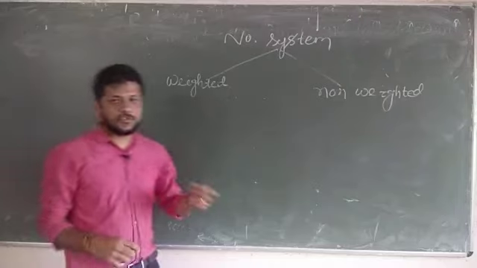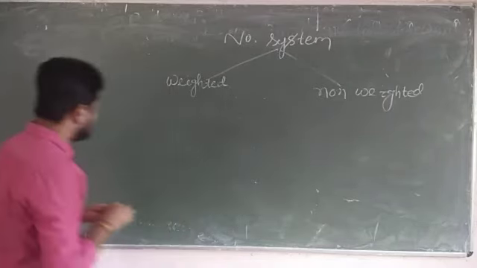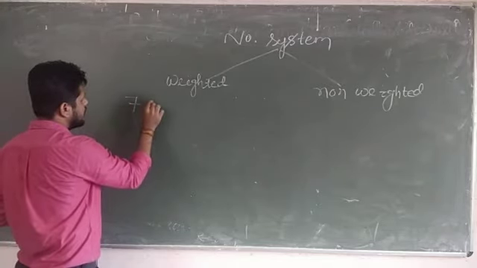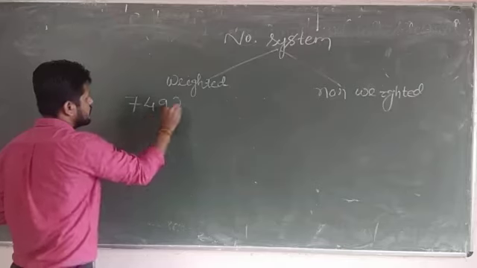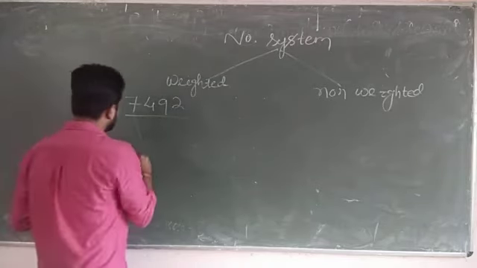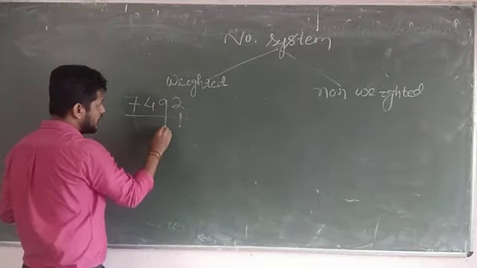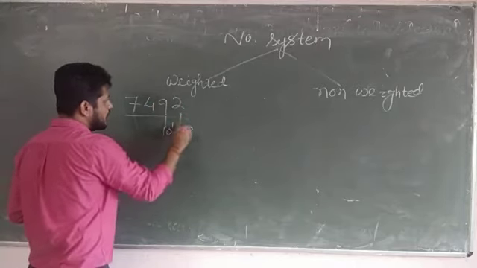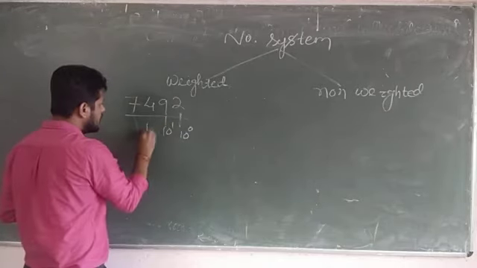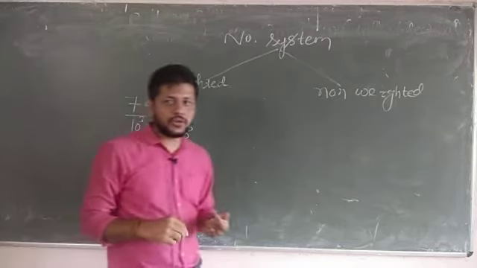Weighted means each position has some weight. So, for example, suppose you write a number like 7,492. Obviously this is your ones place, this is your tens place. 10 to the power 0 means 1, 10 to the power 1 means this place belongs to the tens place. Then 10 square, that is 100, and then 10 to the power 3, that is the thousands place.